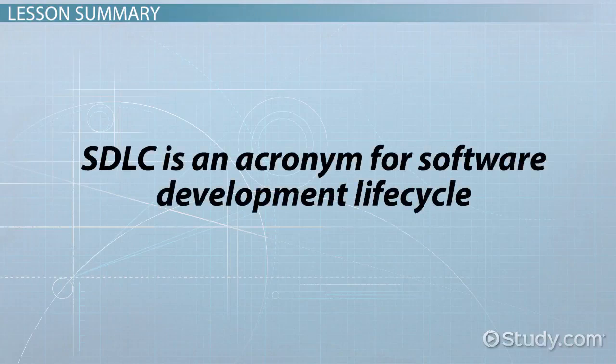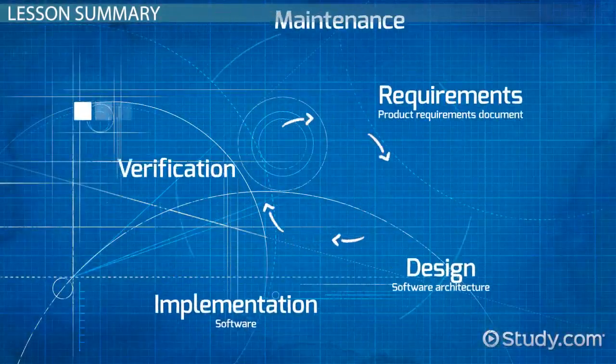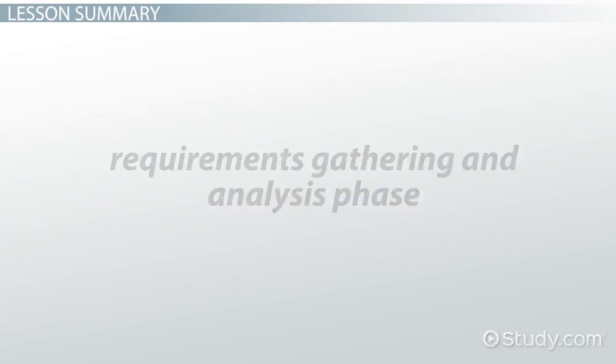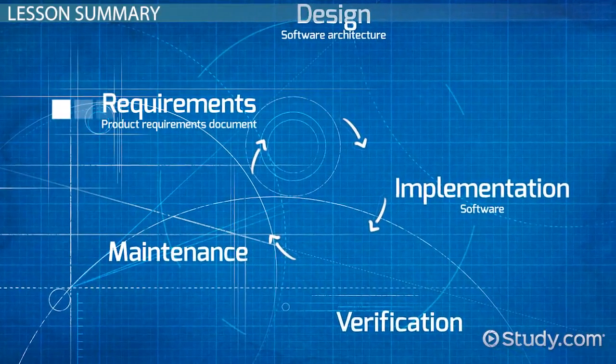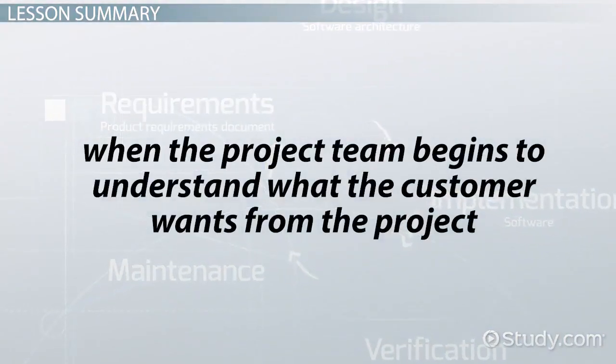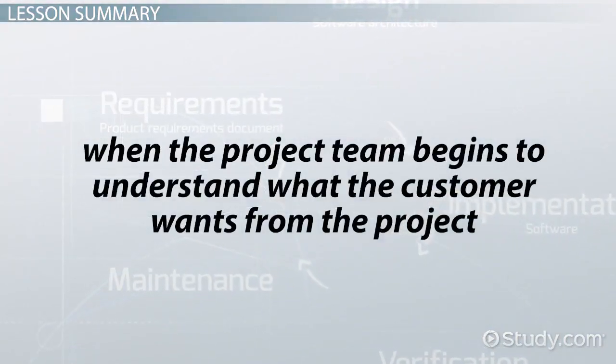SDLC is an acronym for Software Development Lifecycle. There are several phases in the SDLC, and the requirements gathering and analysis phase is the first phase. The most important phase of the SDLC is the requirement gathering and analysis phase because this is when the project team begins to understand what the customer wants from the project.